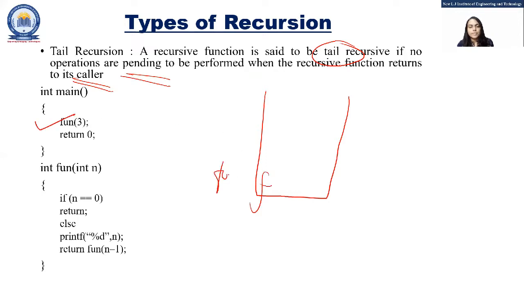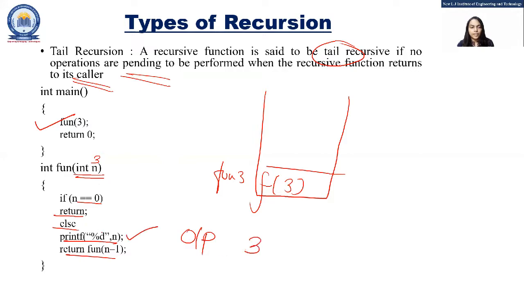So function f is called with 3. Now in the function, if n equals 0, we just have to return. Else we have to print n and return f of n minus 1. So what will be the output here currently? Print n, so the output would be 3, and we are calling f of n minus 1. So we are calling f of 2.